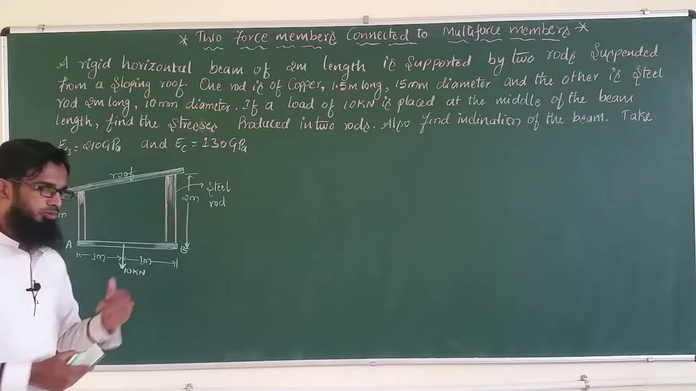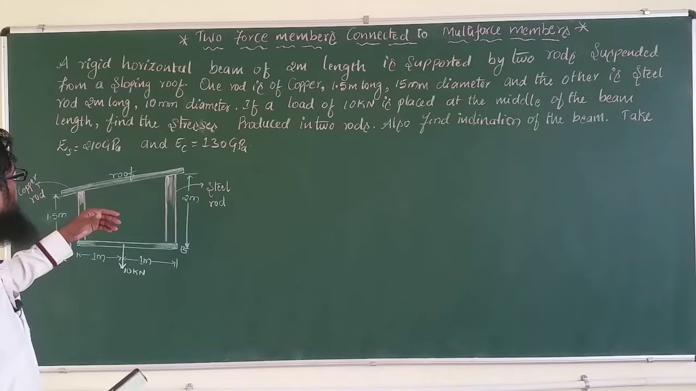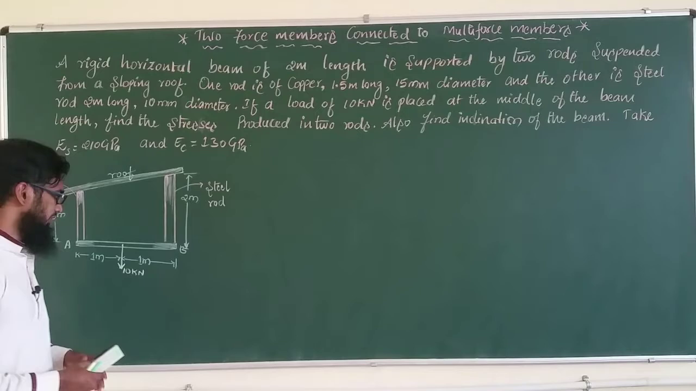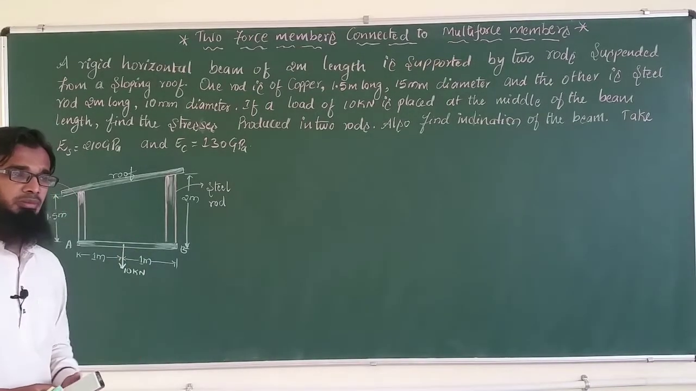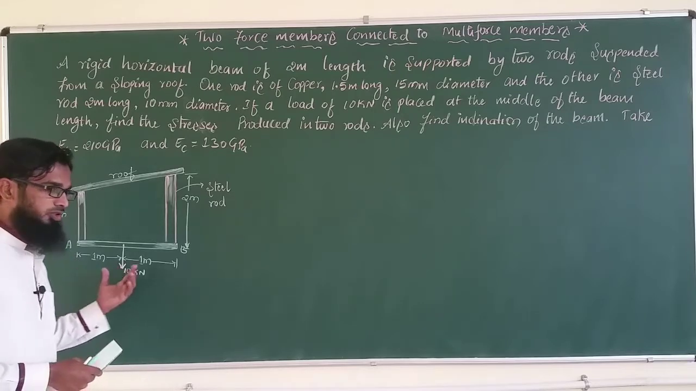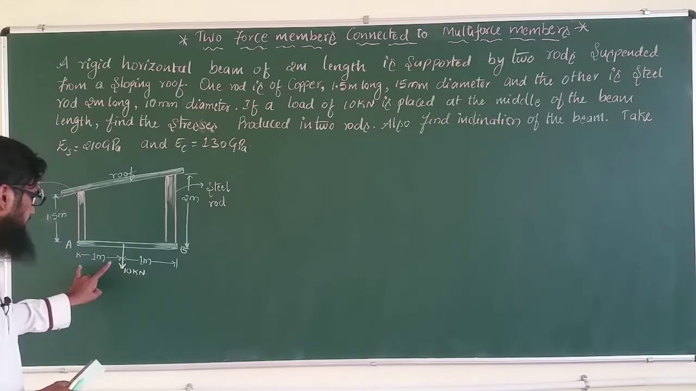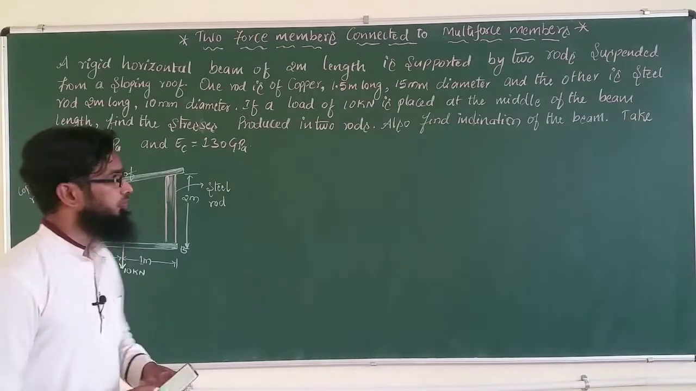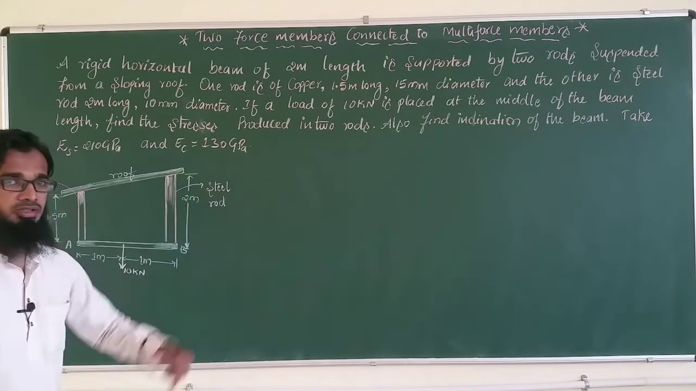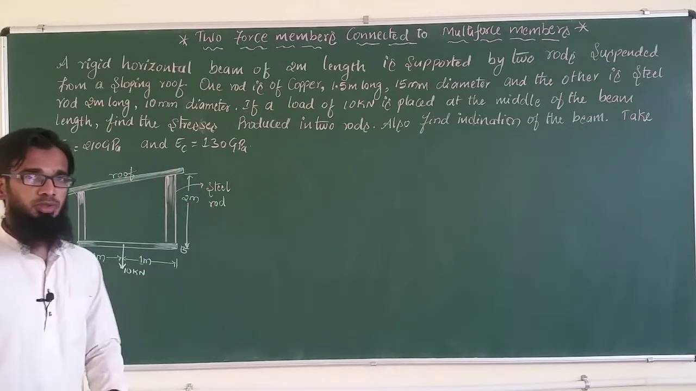There is one more thing given, which is the load acting here. A load of 10 kilonewton is applied at the middle of the beam. The length of this horizontal beam is 2 meter, so at the middle it is 1 meter on the left and 1 meter on the right hand side. Since there are two different materials, copper and steel, there will definitely be different Young's modulus.